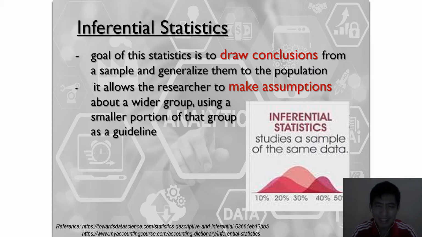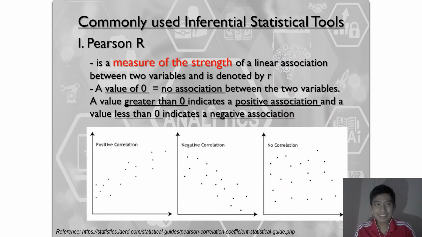So there's descriptive statistics. Now is inferential statistics. What is inferential statistics? The goal of which is to draw conclusions from a sample and generalize them to the population. It's more on the prediction relationship. It allows the researcher to make assumptions and predictions about a wider group using a smaller portion of the group as guideline. So the commonly used inferential statistics, first, is the Pearson R.